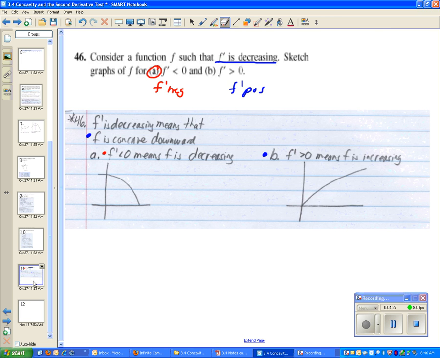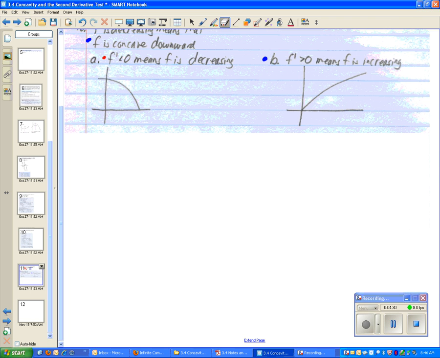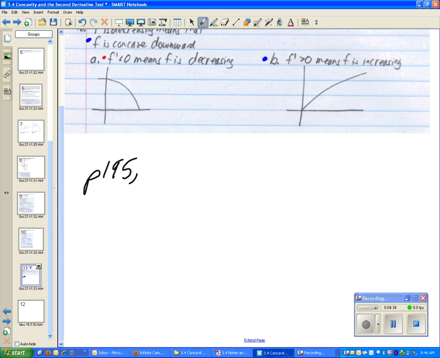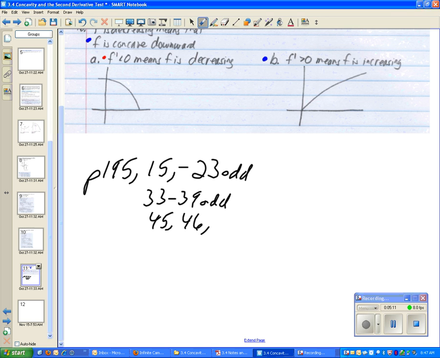Let's see. Yeah, I'll just do it on here. All right, page 195. All right, we already did... Did we do 15? No. All right, let's do 15 through 23 odd, 33 through 39 odd, 45, 46, and 48 through 57.